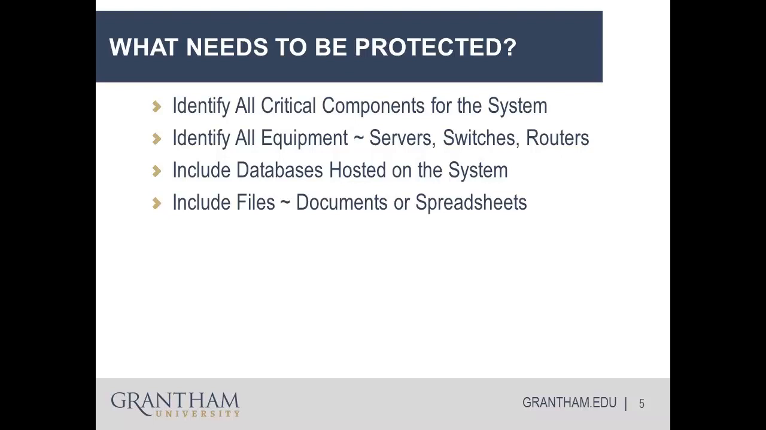Data can include a database hosted on the system. It can also include any types of files, such as documents or spreadsheets. The list can include any needed supplies. This can be simple office supplies, such as printer paper or toner. For some systems, it can include technical supplies, such as special oils for machinery or tools needed for maintenance.